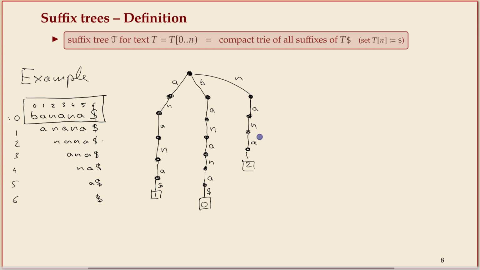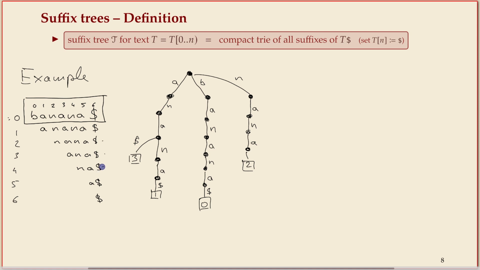So that's nana inserted, then anna. For this one, we started at the root, a, n, a is already there. The only thing that's missing is now the dollar. So I just append that here. And that was number 3, starting index 3. And these get shorter and shorter, which helps over time.